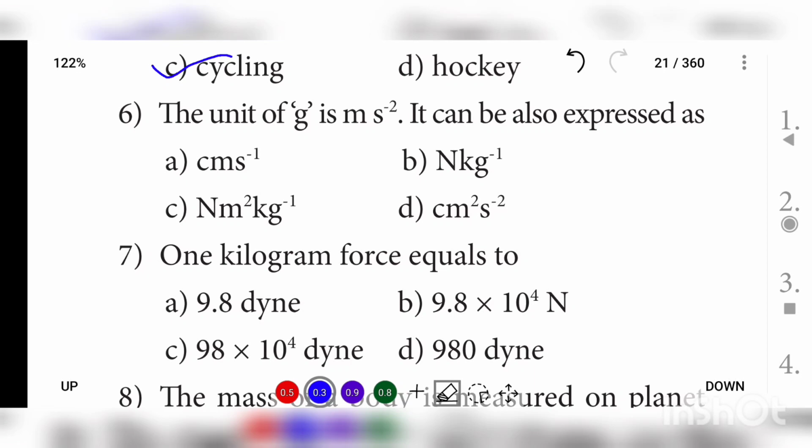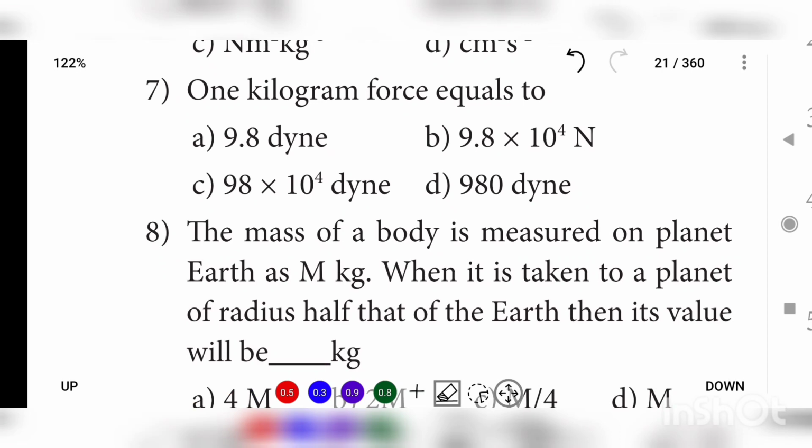Sixth one, the unit of g is m s power minus 2. It can also be expressed as... Answer, it can also be expressed as N kg power minus 1. Option B. Seventh one, 1 kilogram force equals to... Answer, 1 kilogram force equals option C, 9.8 into 10 to the power of 4 dyne.